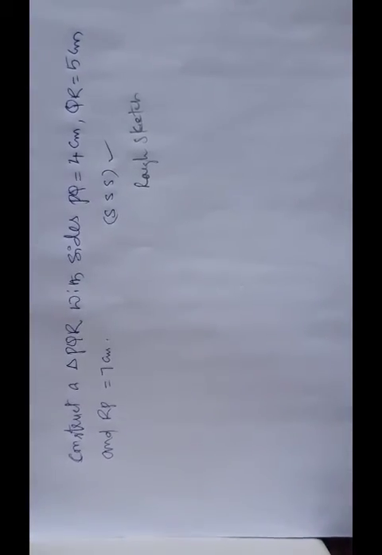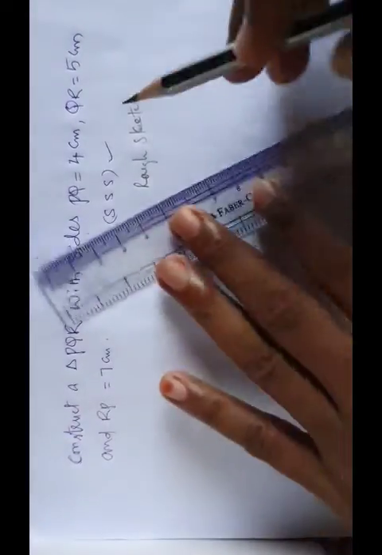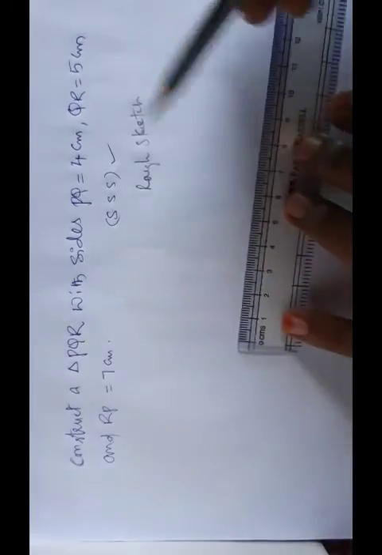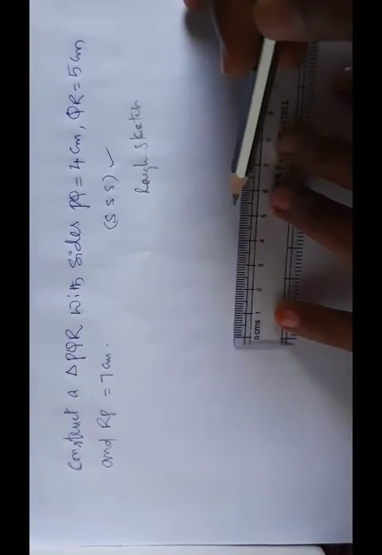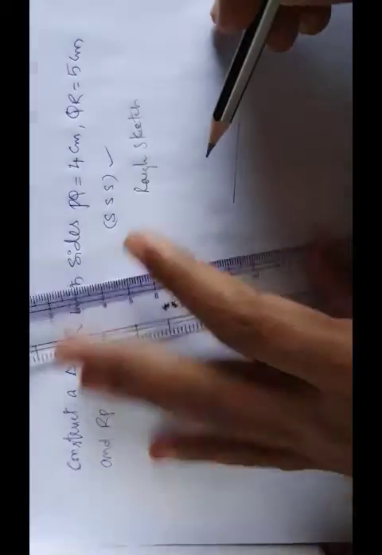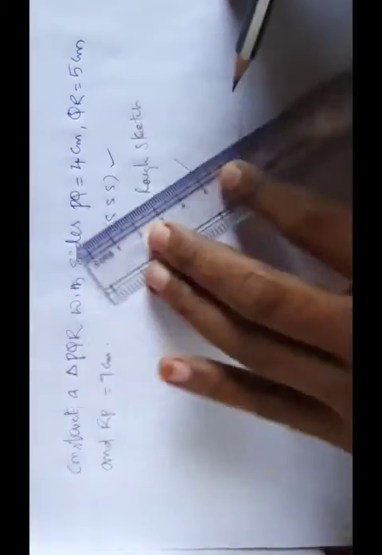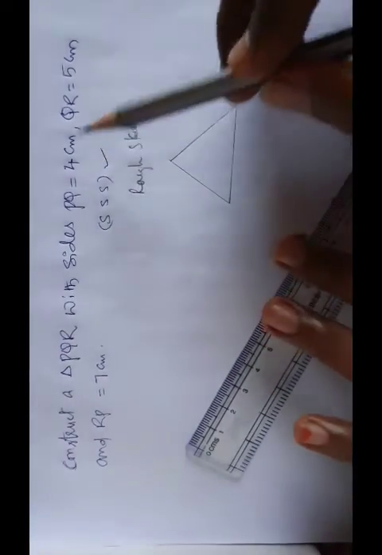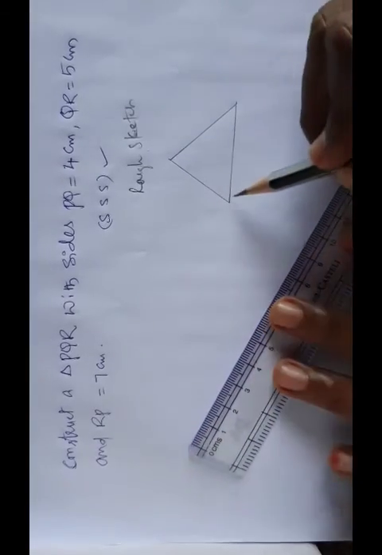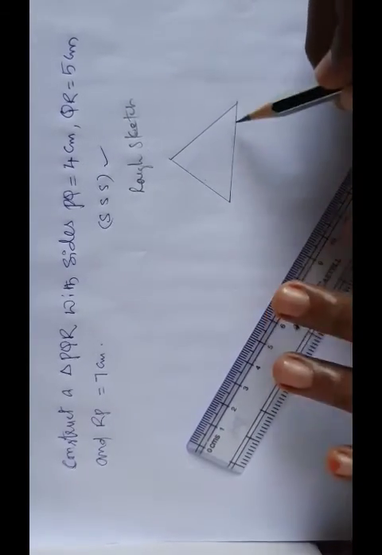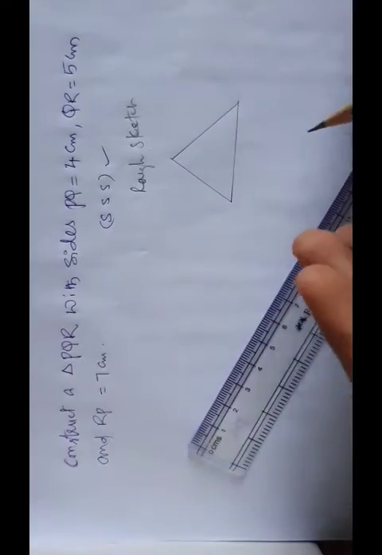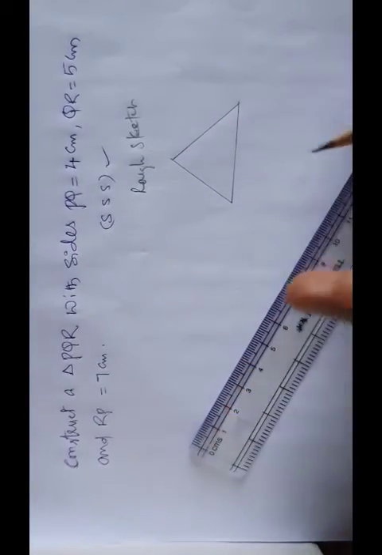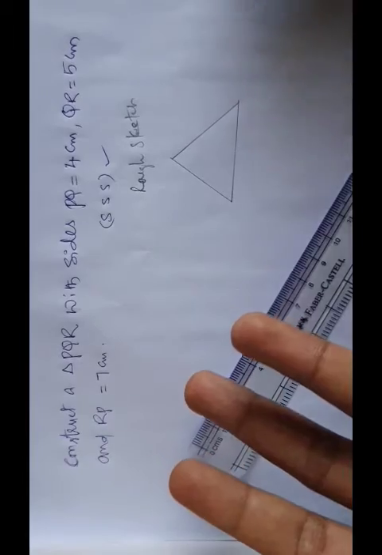So first one, rough sketch, I am going to draw. Rough sketch means here 3 sides are there. A rough sketch is anything you can draw. Draw a triangle. After that, just label the measurements: 4 centimeter, 5 centimeter, 7 centimeter. The first one, this one is the base. What do you want to take as a base? Either 5 centimeter or 7 centimeter or 4 centimeter. That is our wish. Anything we can take.